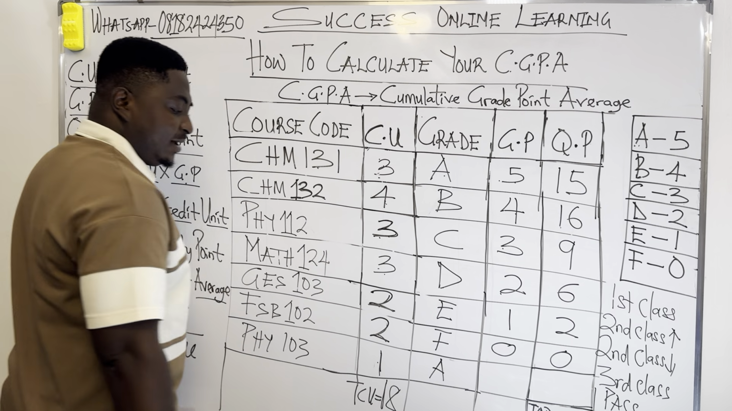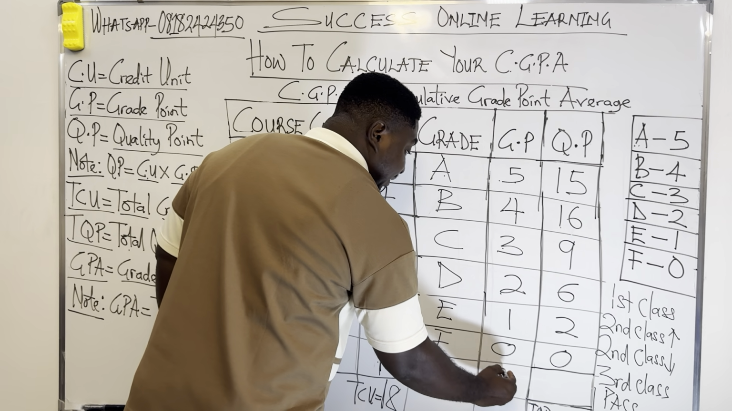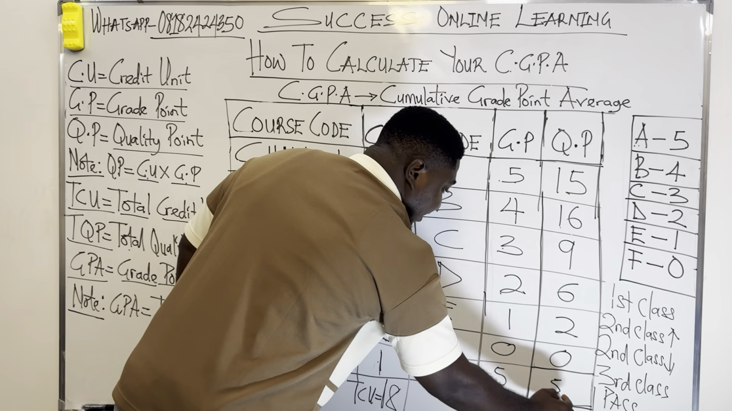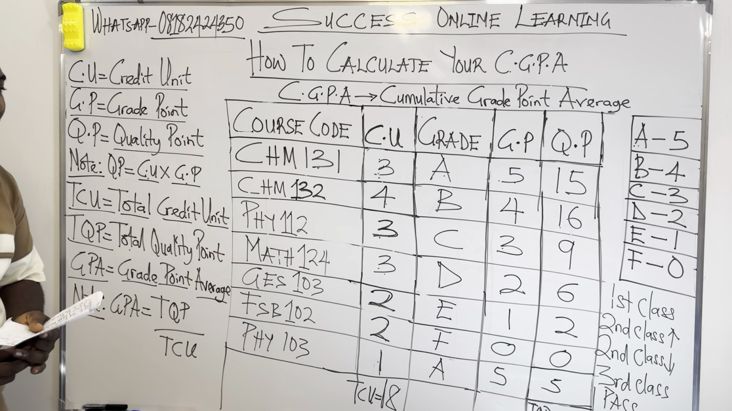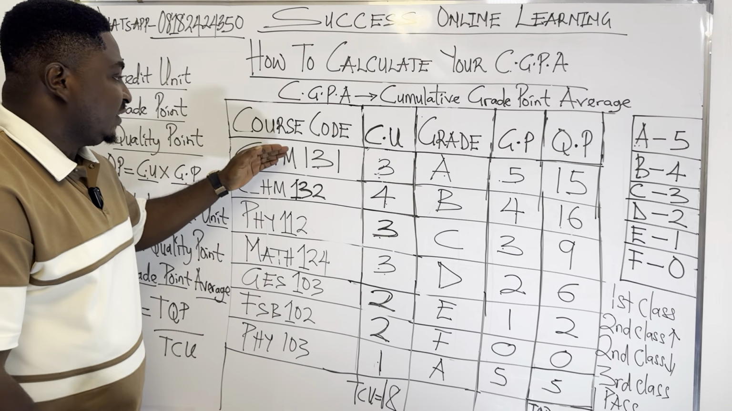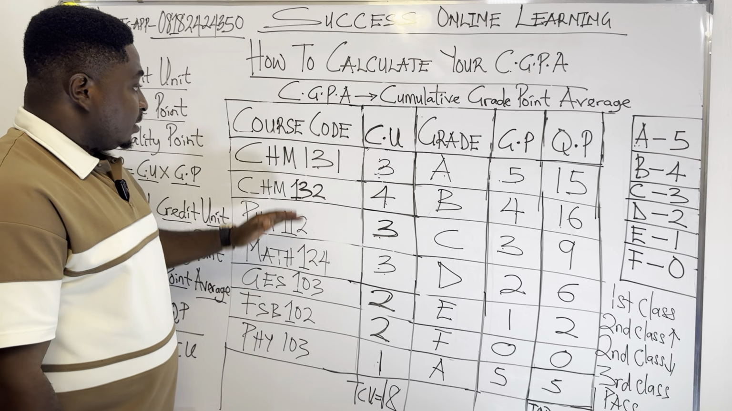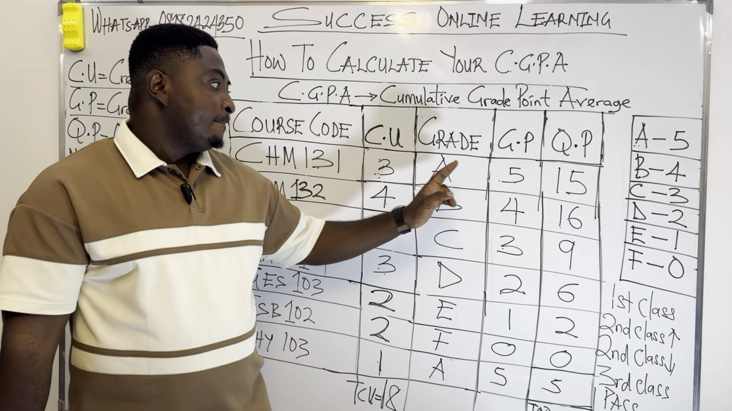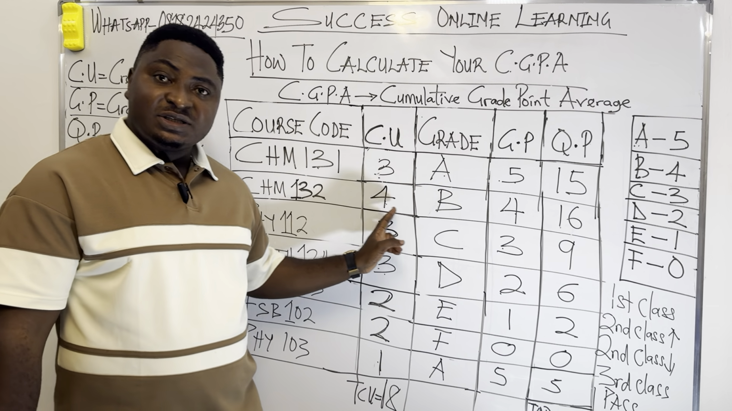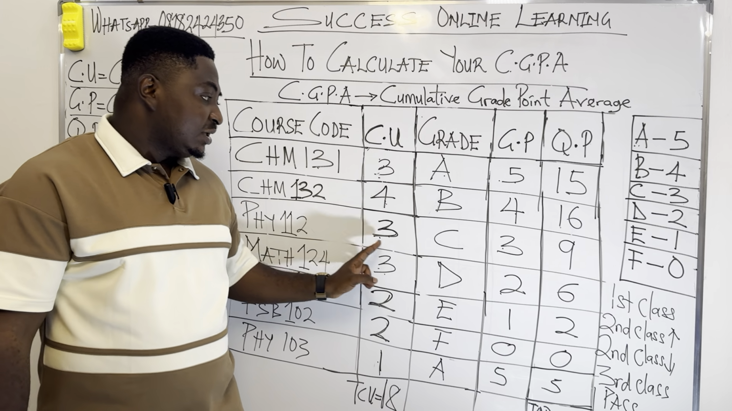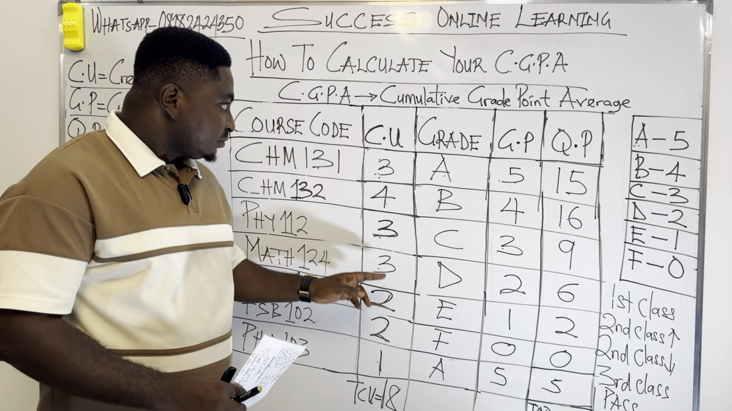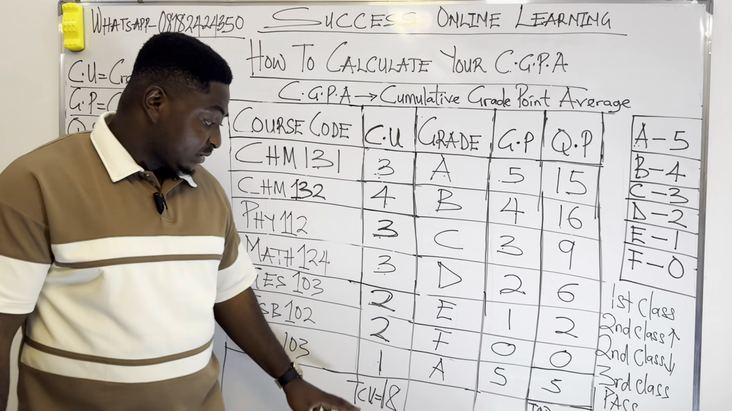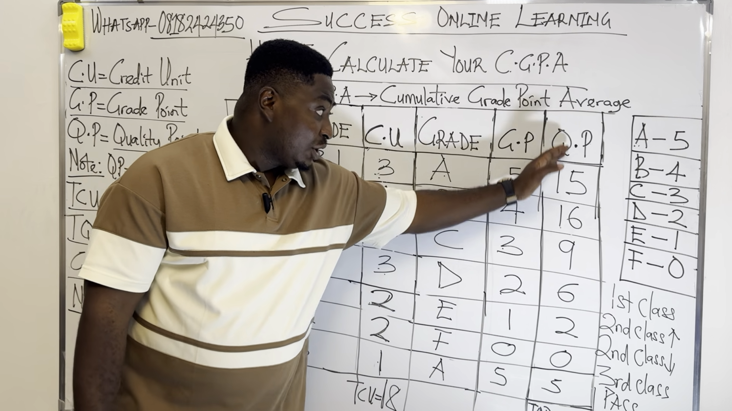Now let's go back to A. This person made an A here. A gives you how many points? 5 points. So 5 times 1 is what? 5. So far, we've gotten a quality point for each of these courses. Do not forget how we got the quality point. We multiplied the credit unit by the grade point, for each course. And we got the quality point.